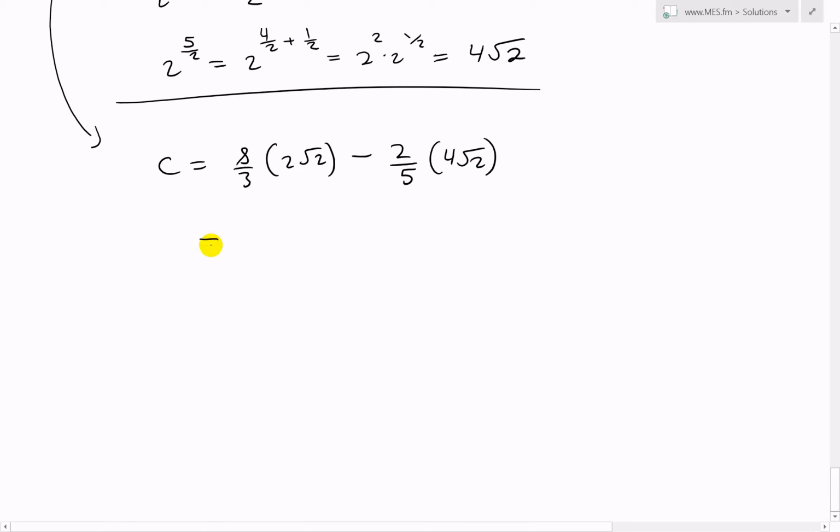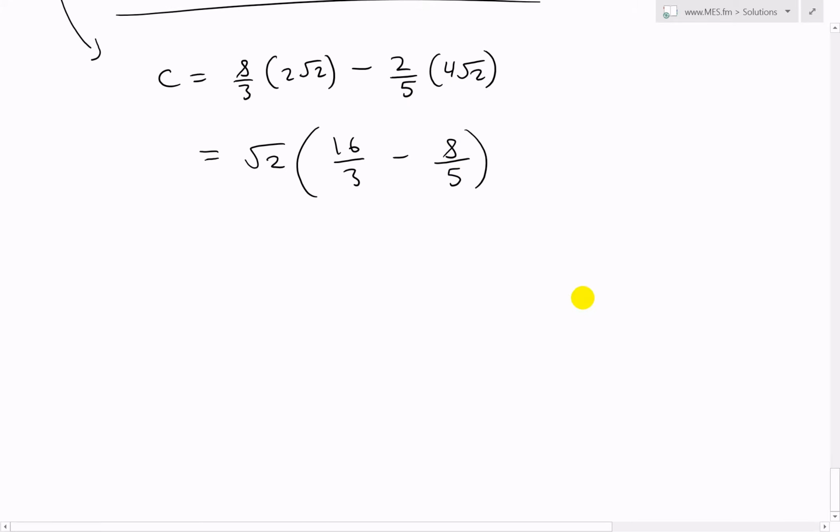So let's multiply these out. This will equal 2, and then also I'm going to factor out the square root 2. So we have 2's, take it out of there. We have now 8 times 2 is 16 over 3 minus, and then we have 2 times 4, which is 8 over 5, like that.